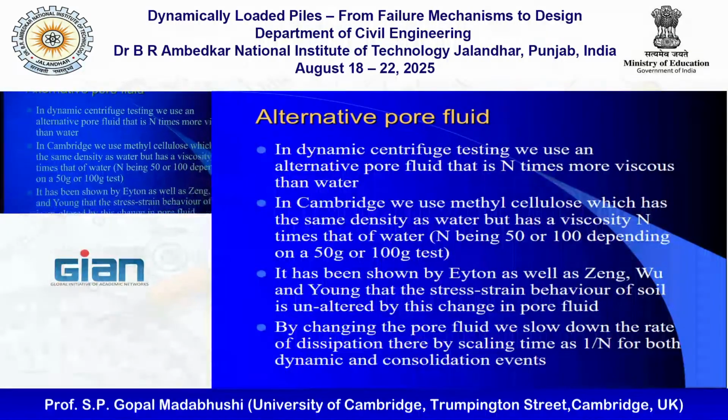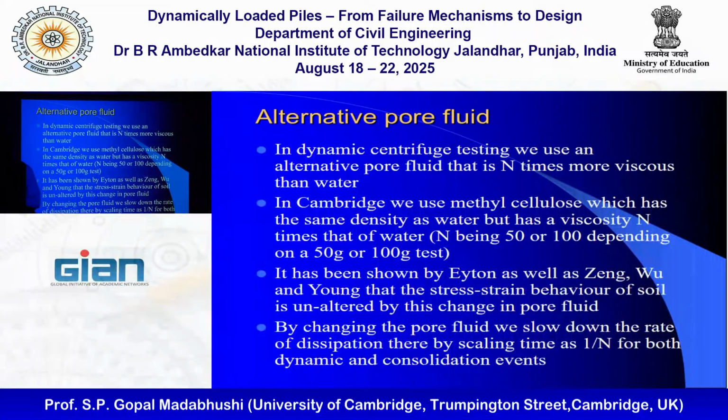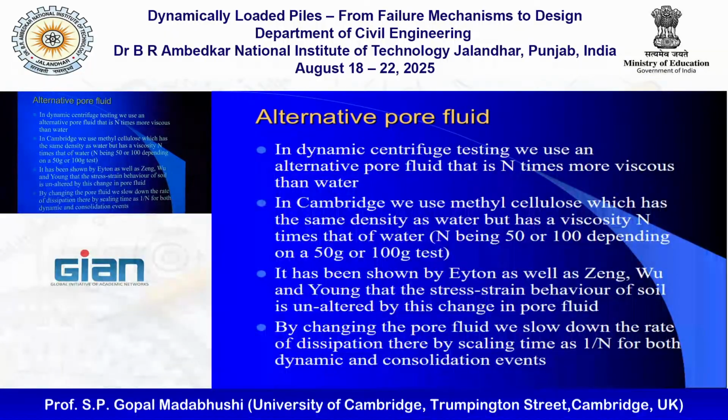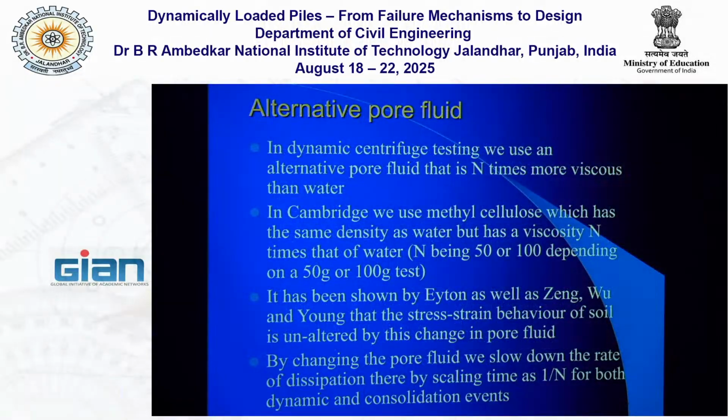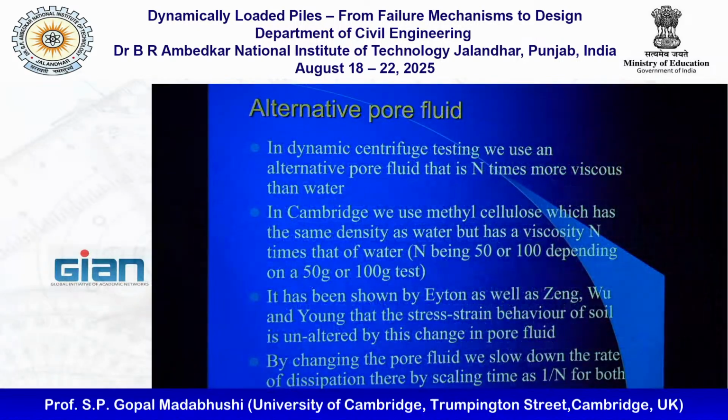by adding more or less powder, and we can get anywhere between 50 to 100 easy. So we will use fluid that is 50 times more viscous, 50 centistokes or 100 centistokes, by mixing it with this methyl cellulose powder. But then you need to prove that if you substituted your pore fluid, then you're not changing the actual constitutive behavior of your soil, because you now said, no, I'm not going to use water, which is the natural fluid. I'm going to use this methyl cellulose, right?